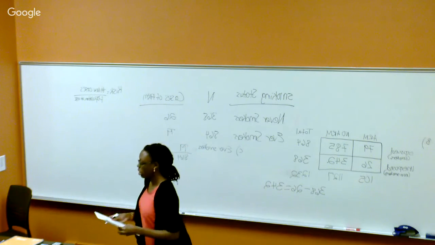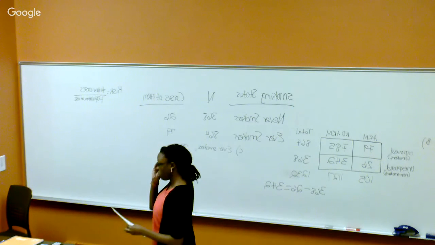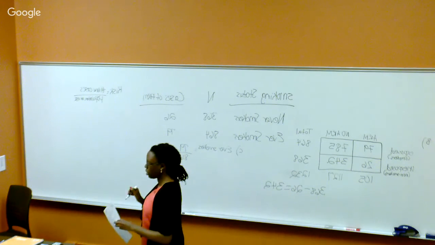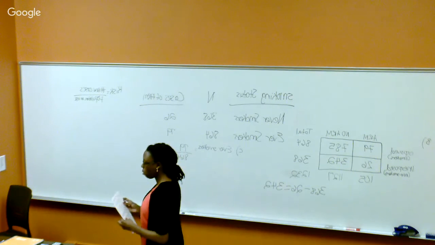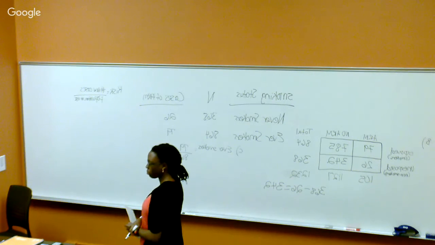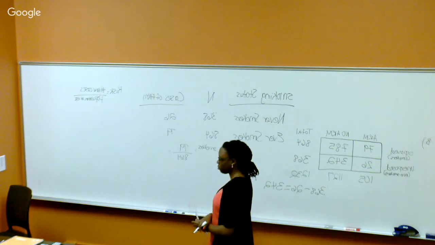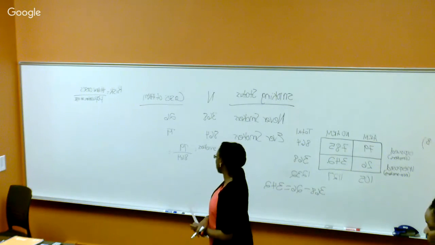What was your question? Did you have a different denominator? Yeah, because I did it by dividing the exposed ARM by exposed no ARM instead of the total. Oh, okay. Okay. Yeah.